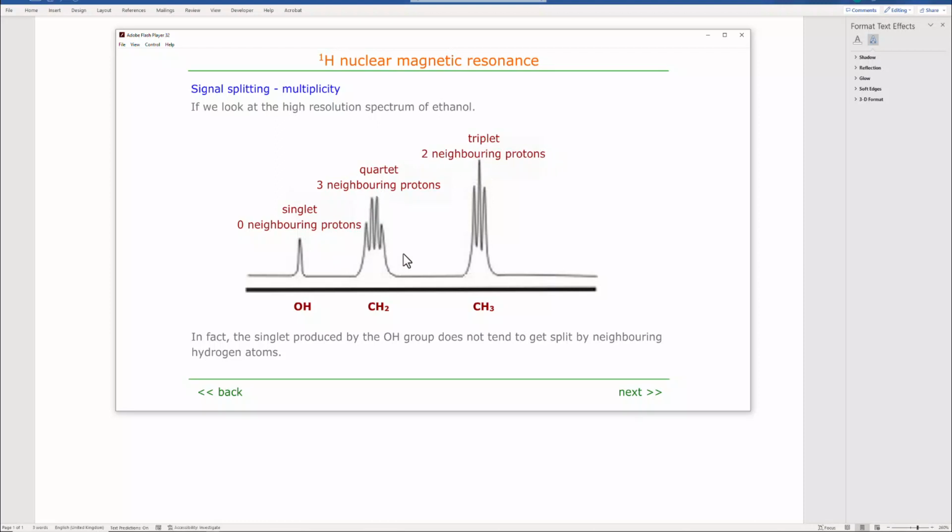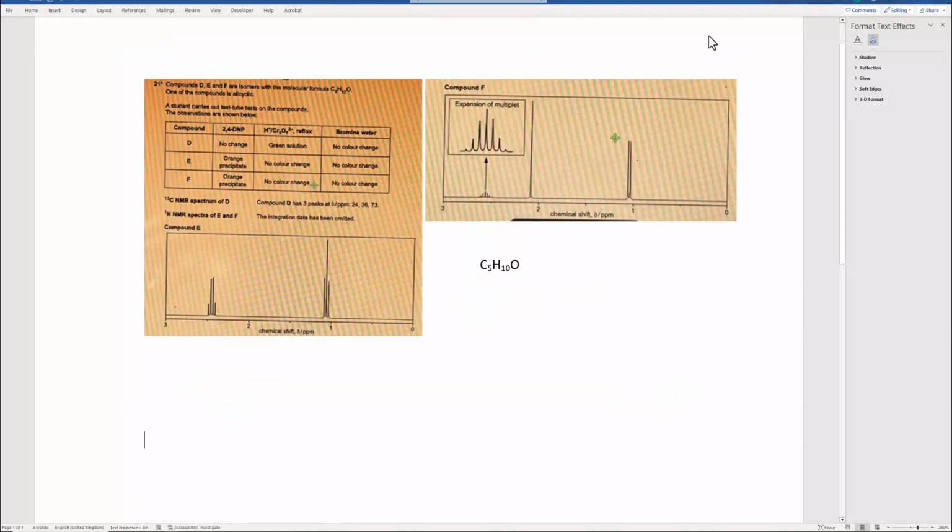This next absorption here is split into 4. Well, that tells us that it must have a neighbour that's got 3 protons. So we can see this pattern, a triplet and a quartet, is typical of CH3CH2. So the CH3 is split into 3 by the CH2, and the CH2 is split into 4 by the CH3. Okay, I think that's enough information. It's been very quick, but let's go to the example.